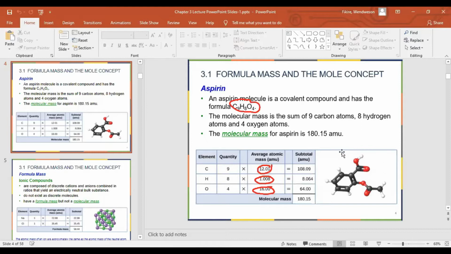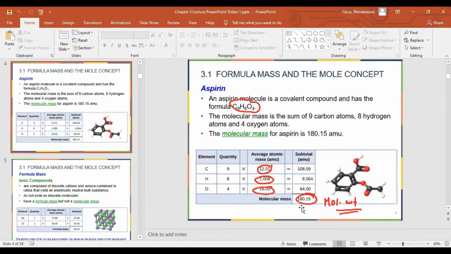Here you see the structural formula for aspirin, with the double lines showing the double bonds. The gray color refers to hydrogen, the black color refers to carbon, and the red color refers to oxygen. This shows us the structure of aspirin, and 180.15 is the molecular weight.